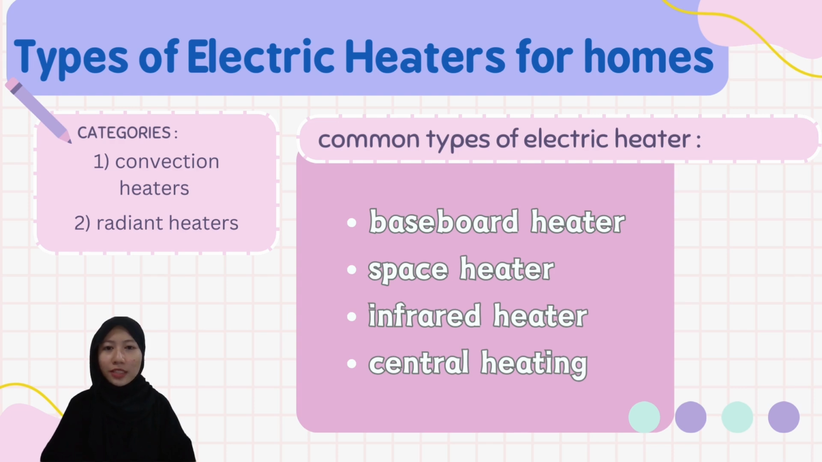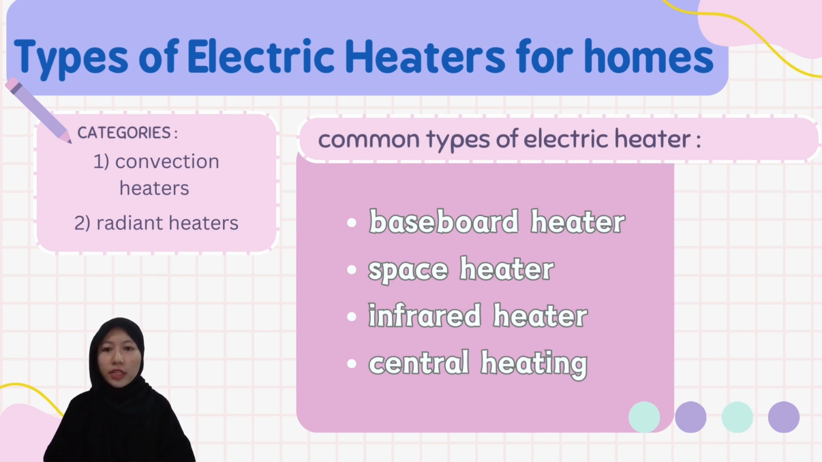Next, I'm going to discuss the various types of electric heaters commonly used in homes. We will categorize these heaters into 2 main types: convection heaters and radiant heaters. Convection heaters warm the air in the room by circulating air. These heaters work by heating the air that passes over a heating element, causing the warm air to rise and circulate throughout the room. Common types of convection heaters include baseboard heaters and central heater systems.